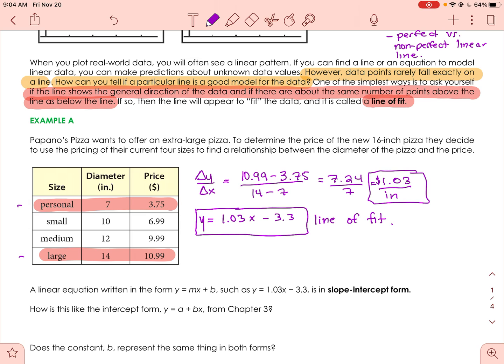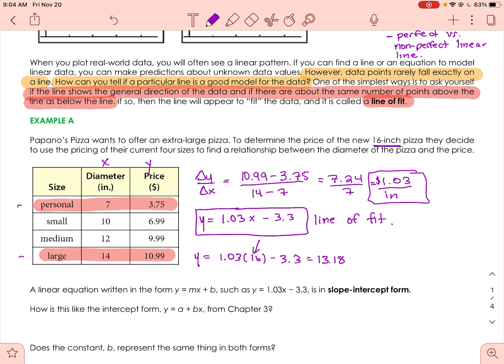Now, actually let's back up. So real quick, let's determine the price of a 16-inch pizza. So if we use our equation, y equals 1.03 times 16 minus 3.3. Again, why do we plug 16 in here? Because 16 is our x-axis, or x coordinates. So we have 1.03 times 16 minus 3.3, which gives us $13.18.